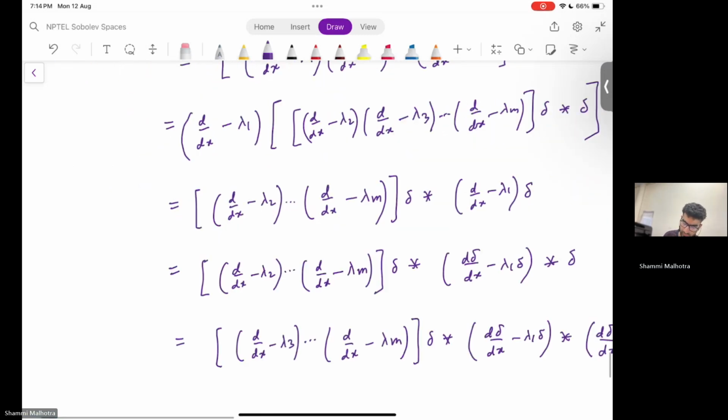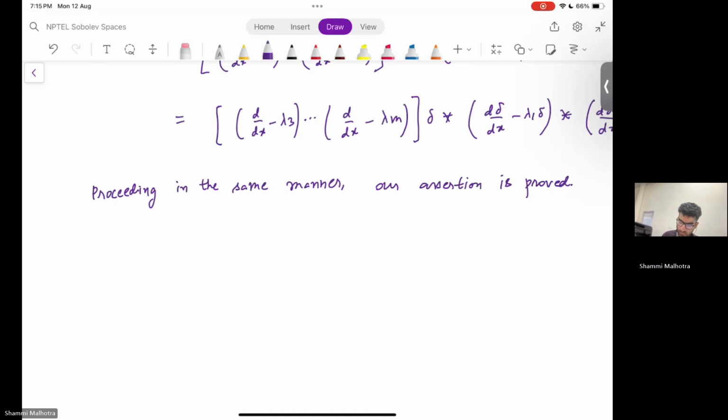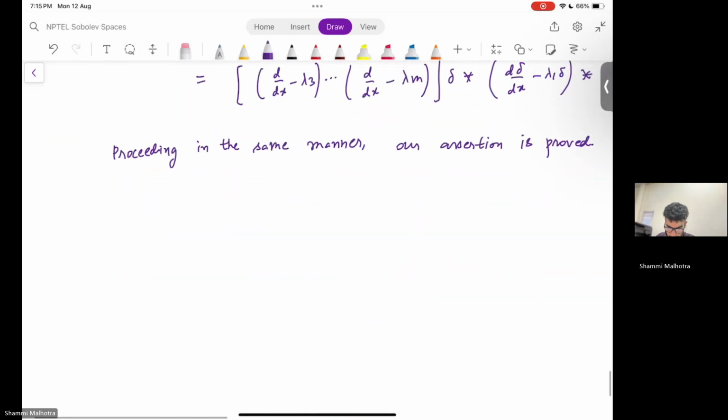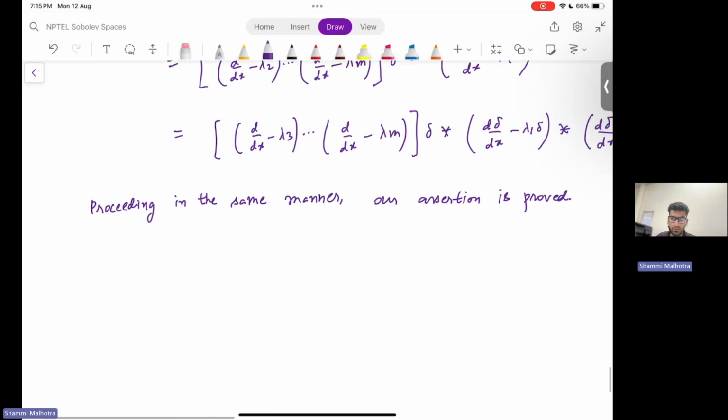Proceeding the same way, in the same manner, our assertion is proved. So that was just using the facts and then solving the question.